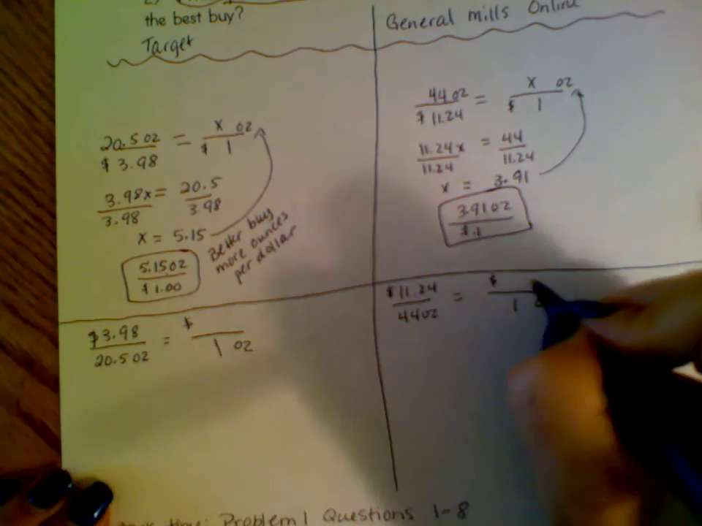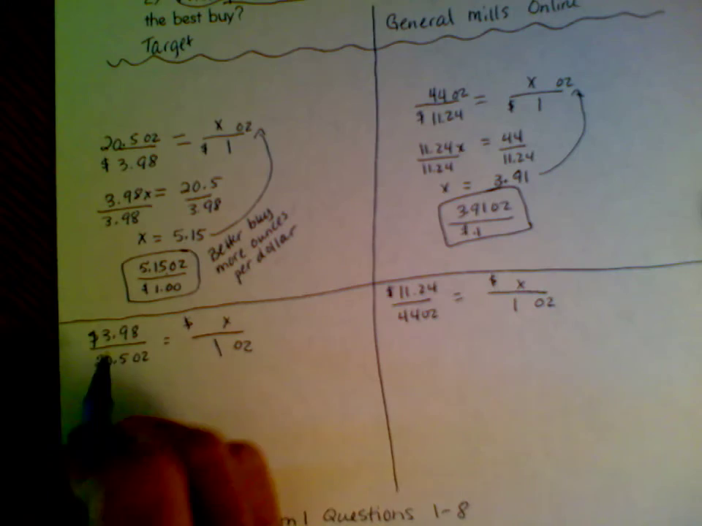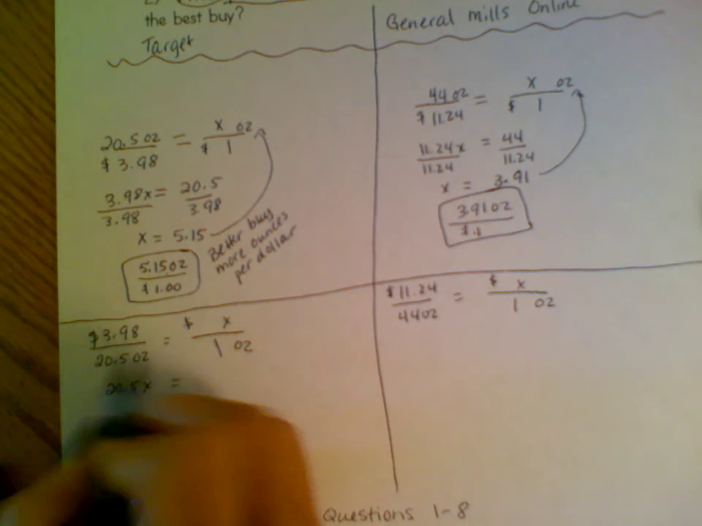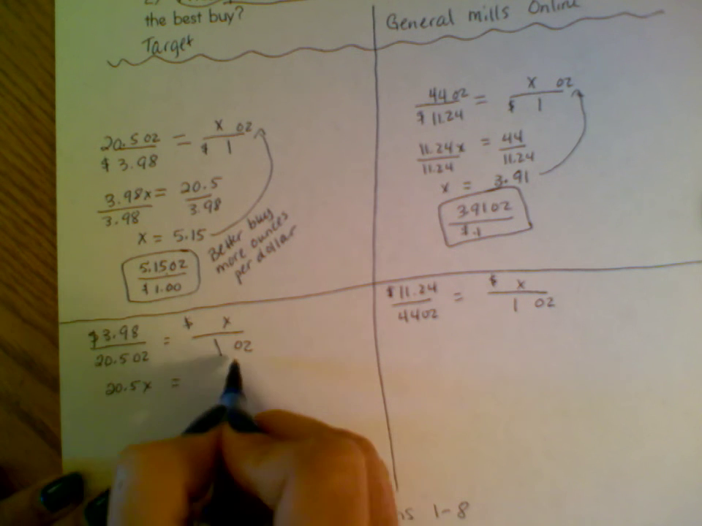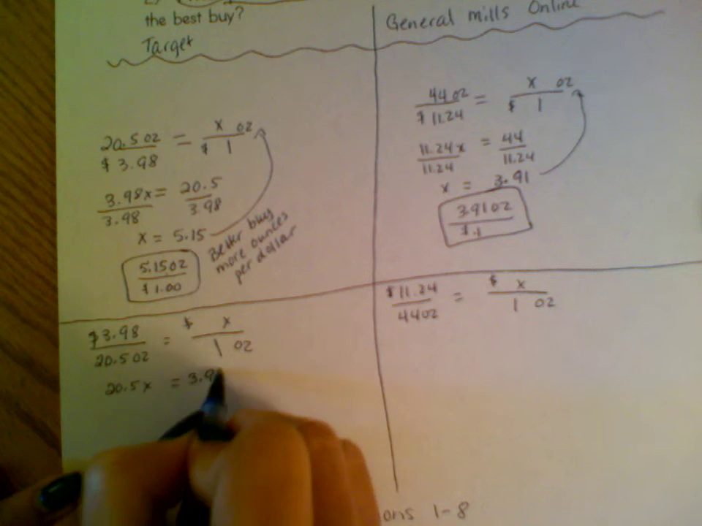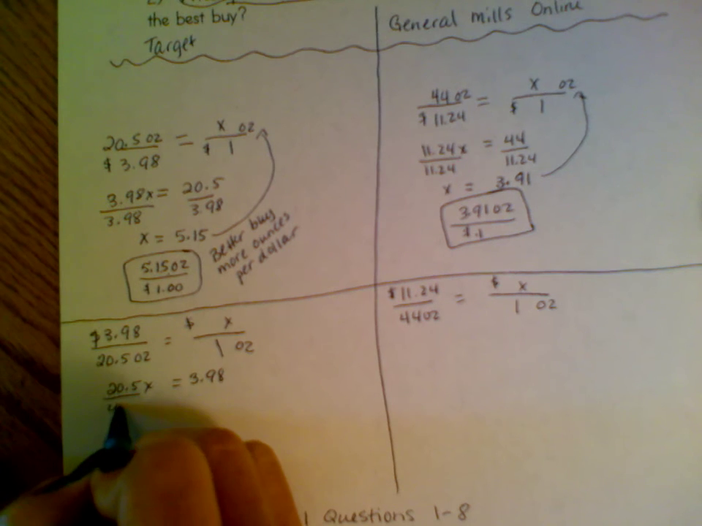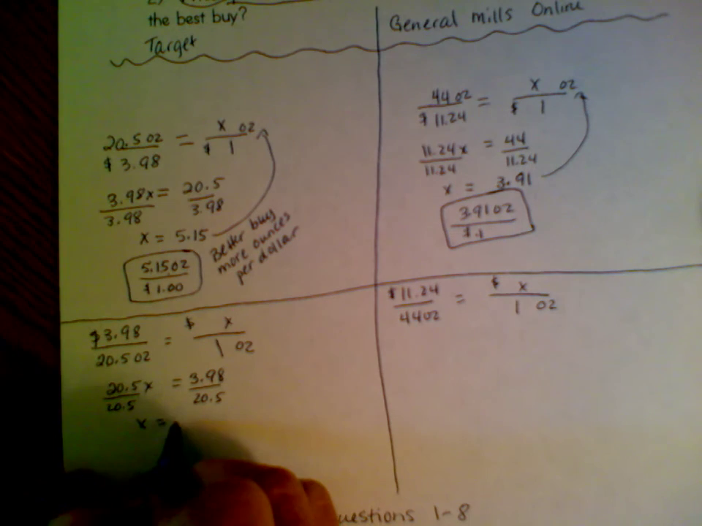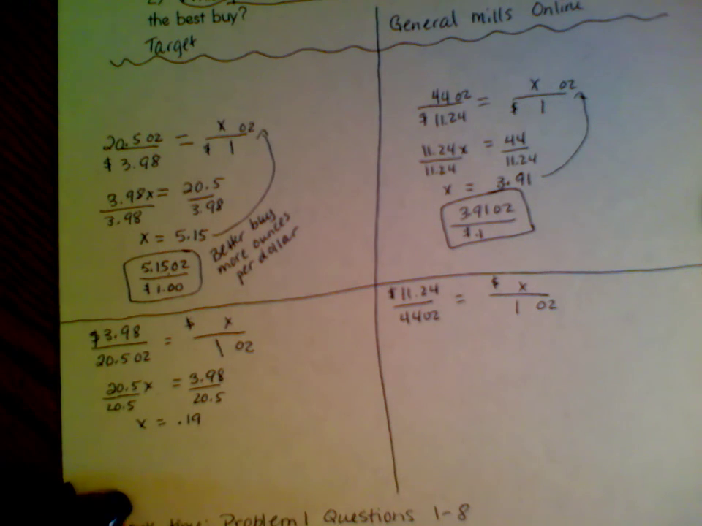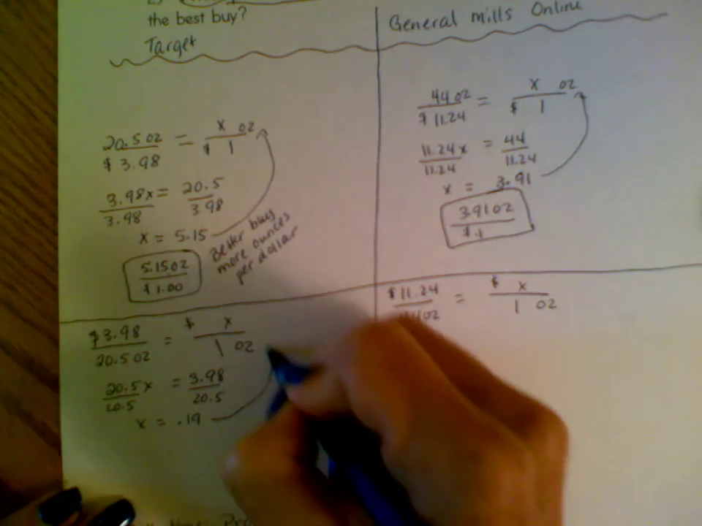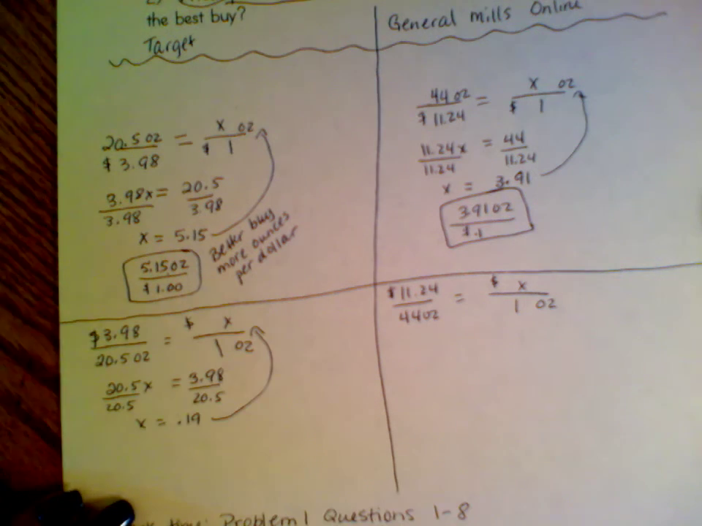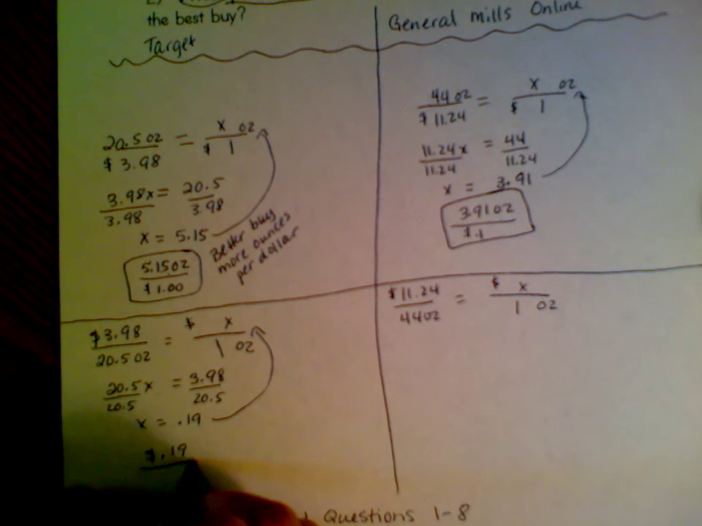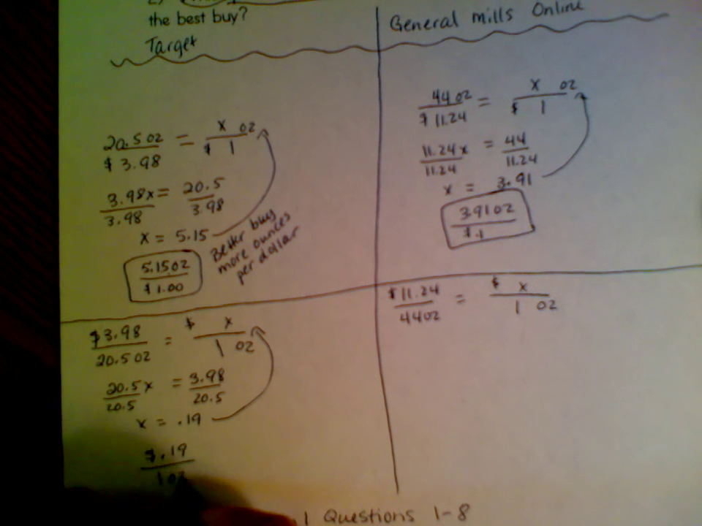I'm going to use means and extremes again. So 20.5 times x is 20.5x. And when I multiply $3.98 times 1, I still get 3.98. Dividing both sides by 20.5 to isolate my variable, this time I get x equals 19 hundredths. So I need to again go back and look at what label it is. It's dollars. It needs to be written as a unit rate. So I have $0.19, that's 19 cents over 1 ounce.